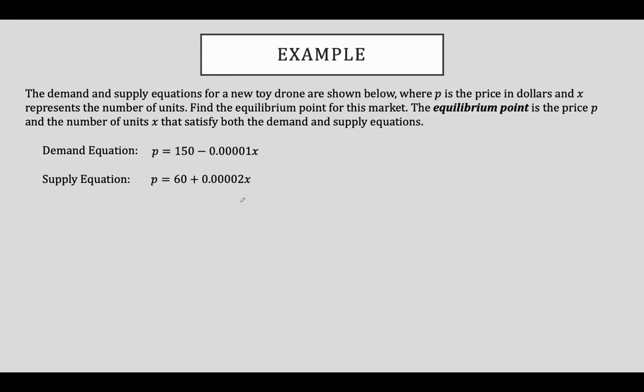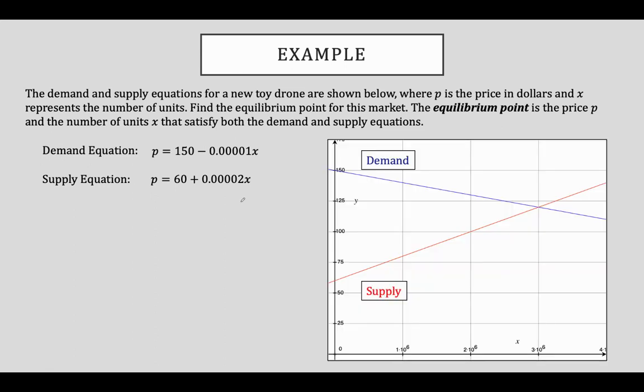Well, graphically speaking, if we were to plot both our demand and our supply equations, we would end up with two lines. And as you guys know by now, the solution to a system of equations is going to be their intersection point. This point right here, that is going to be our equilibrium point. Okay, again, the price P and the number of units X that satisfy both equations. So how are we going to solve this system of equations?